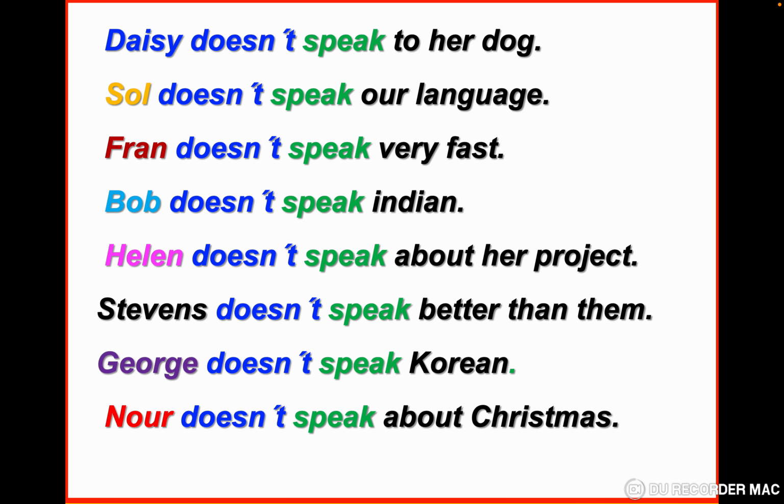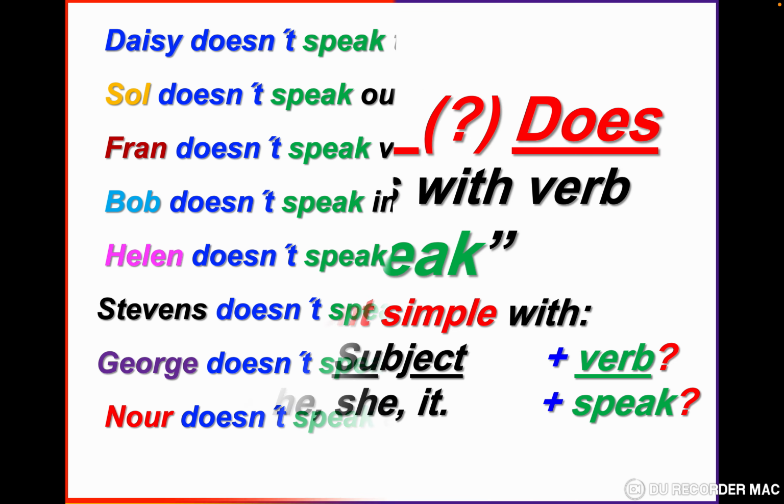Daisy doesn't speak to her dog. Saul doesn't speak our language. Fran doesn't speak very fast. Bob doesn't speak Indian. So Indian with capital letter because it's a language, it's a printing mistake. Helen doesn't speak about her project. Stevens doesn't speak better than them. George doesn't speak Korean. Noor doesn't speak about Christmas. Let's see the question form.